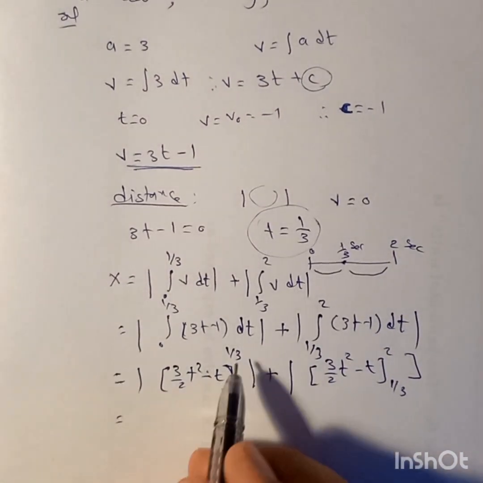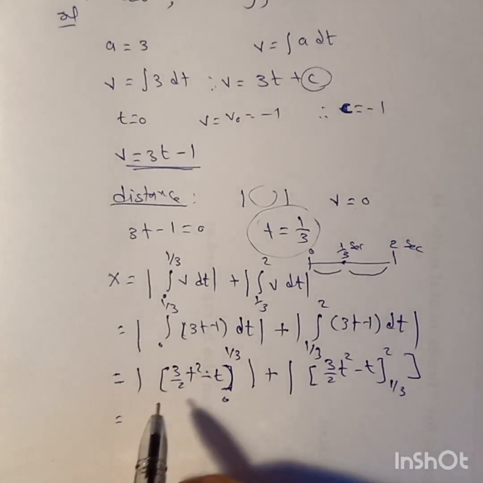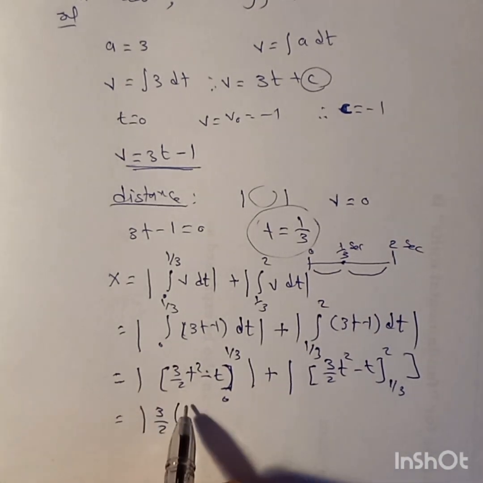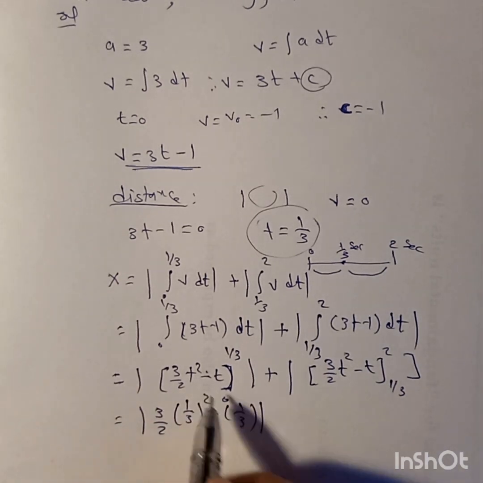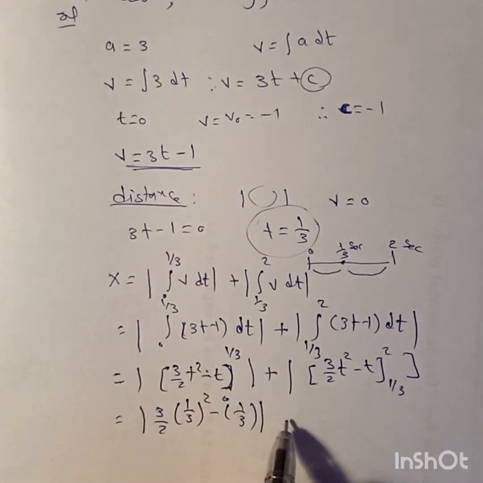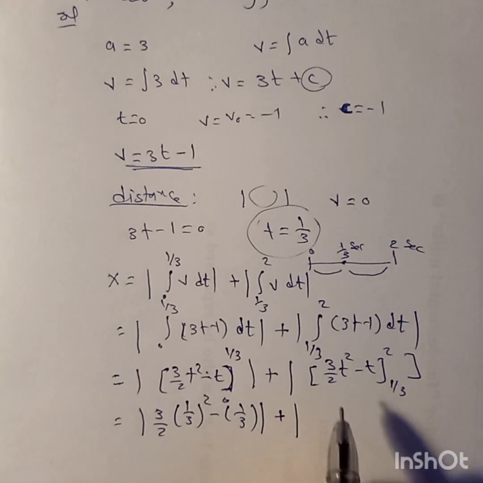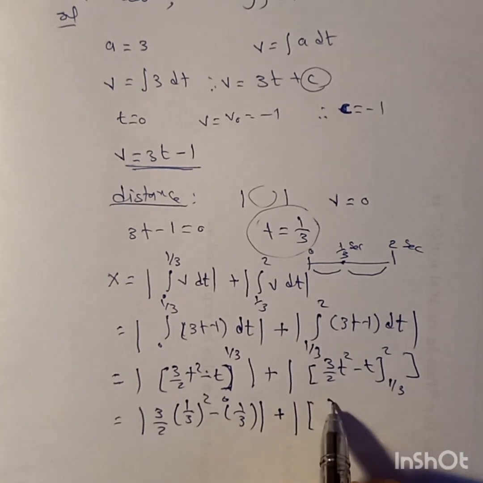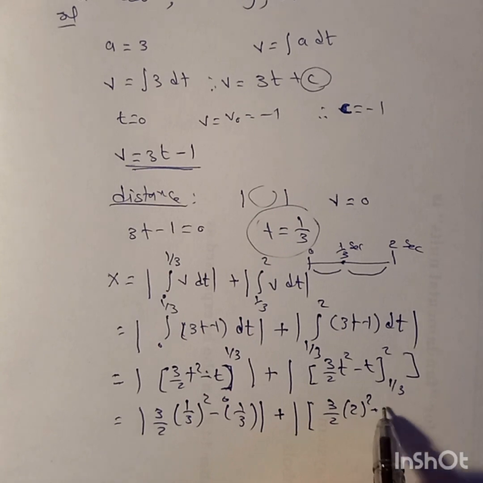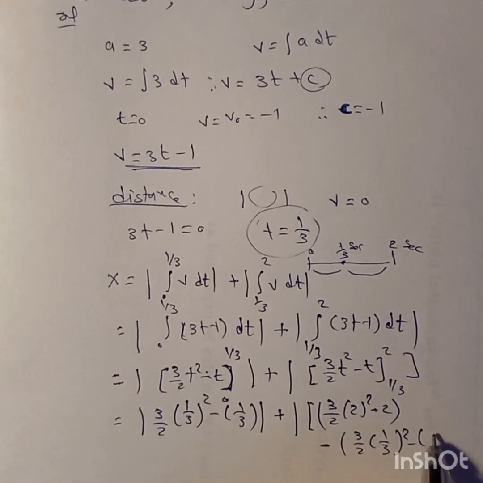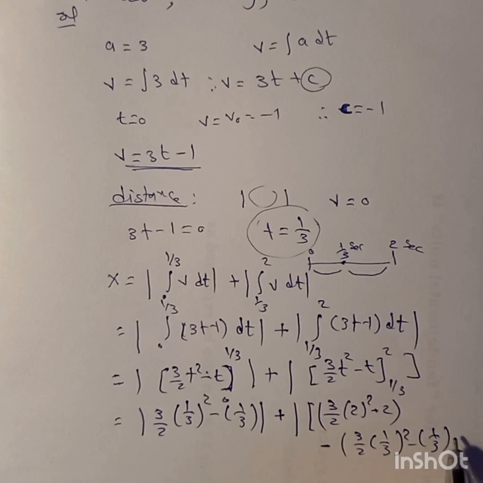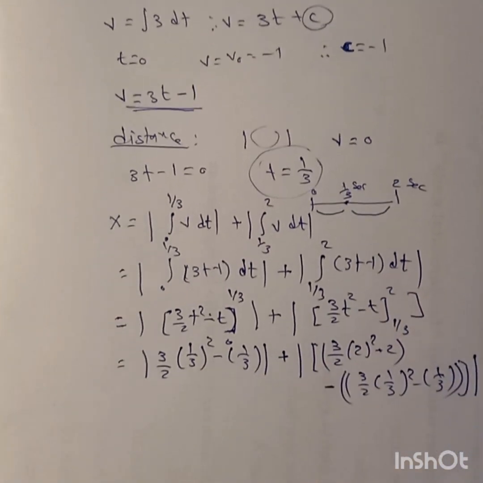Here we have to substitute 1 over 3 minus 0. Then 3 over 2 times 1 over 3 squared minus 1 over 3, minus the value at t equals 0, which is 0. Plus, in this bracket, we have 3 over 2 times 2 squared minus 2, minus, when we substitute 1 over 3, 3 over 2 times 1 over 3 squared minus 1 over 3. This is the second one, and we have to use the modulus like this.